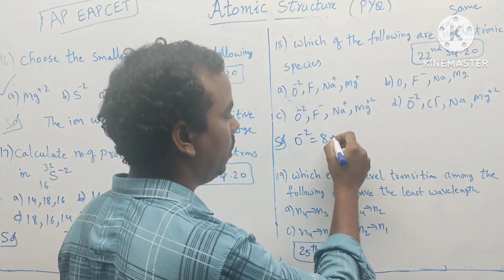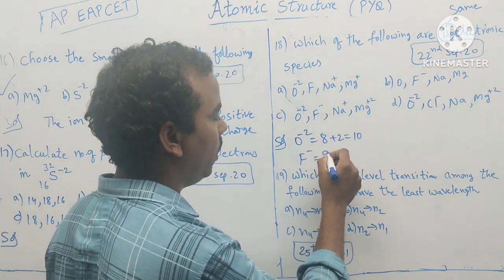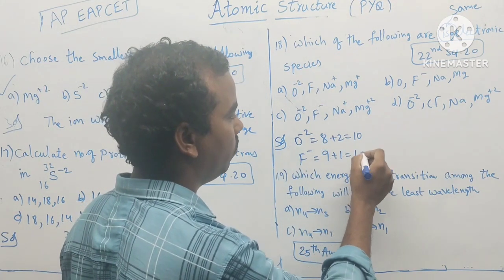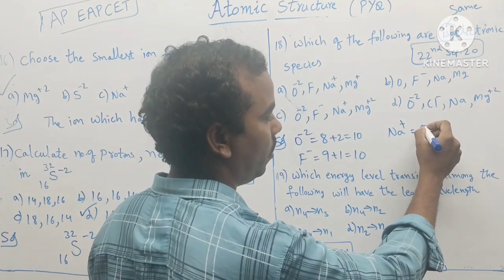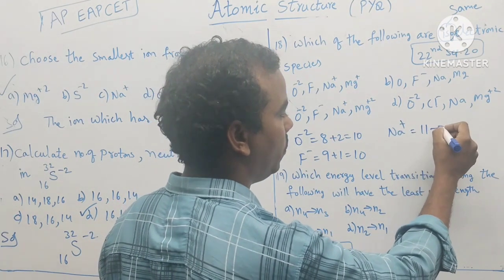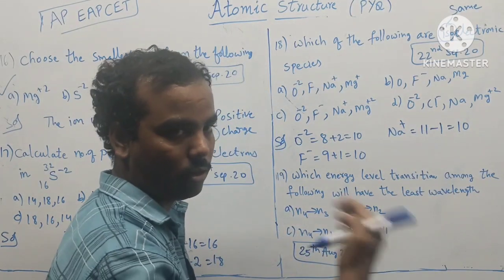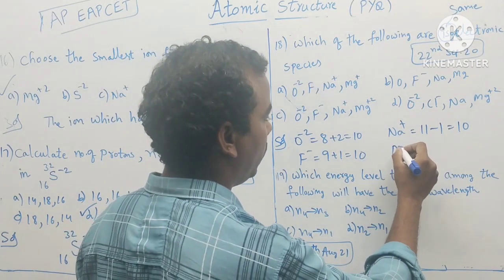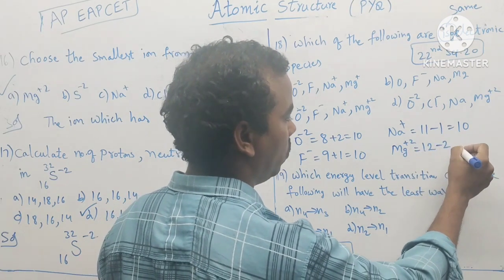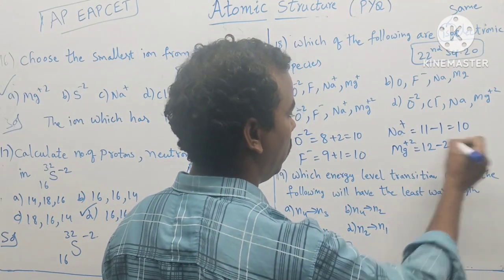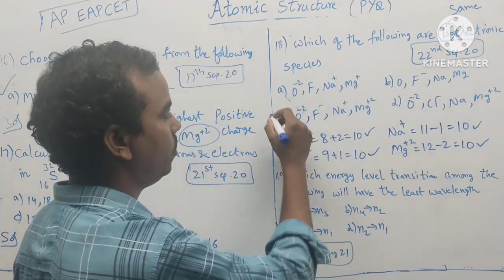8 electrons are present. 8 plus 2, 10. F minus. Fluorine 9 electrons plus 1, 10. Na plus. Sodium atomic number 11. That means 11 electrons. Here plus means minus 1. So 11 minus 1, 10. Loss of 1 electron. Plus means loss of 1 electron. Mg plus 2. Atomic number 12. 12 electrons minus 2. Loss of 2 electrons. So 10, 10, 10, 10. Same number of electrons. So isoelectronic species.